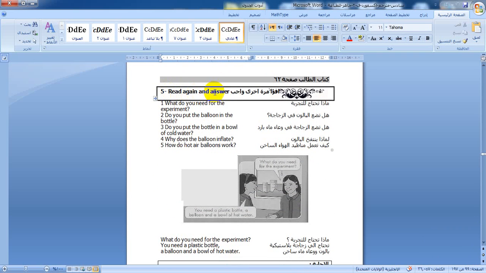Five. Read again and answer. One. What do you need for the experiment? Two. Do you put the balloon in the bottle? Three. Do you put the bottle in a bowl of cold water? Four. Why does the balloon inflate? Five. How do hot air balloons work?